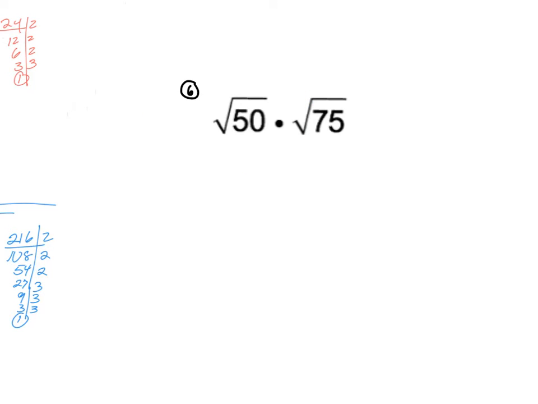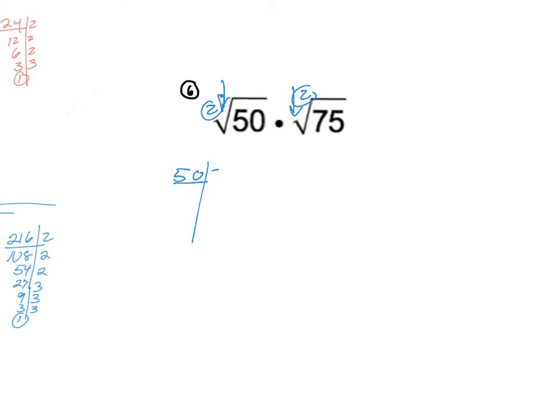Moving on to number 6. Number 6, we can do it both ways. If you multiply 50 by 75, you get a very big number, 3,750. So this one I think we should do separately. The index here is 2. They're the same index. So we're going to try to do 50 first.